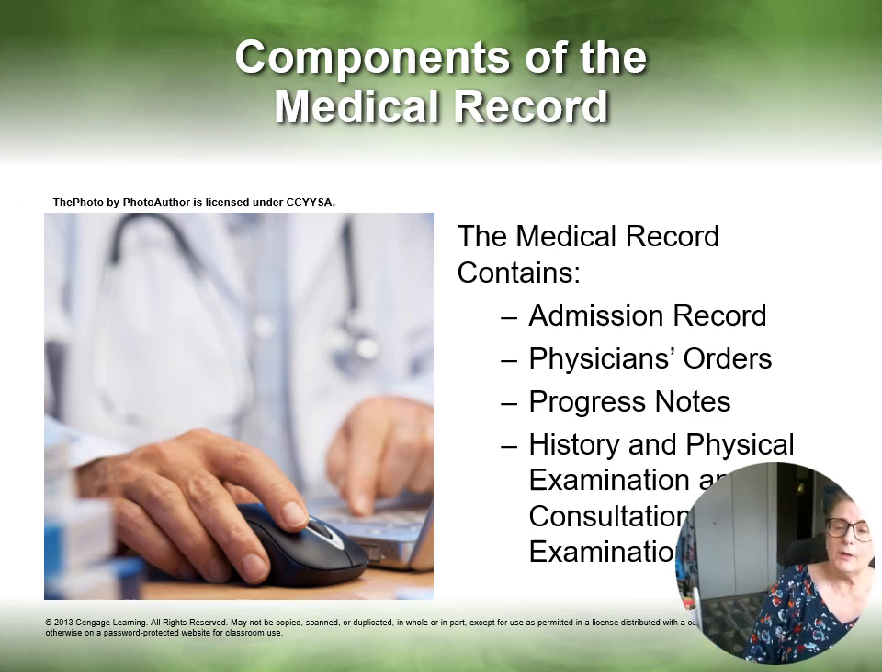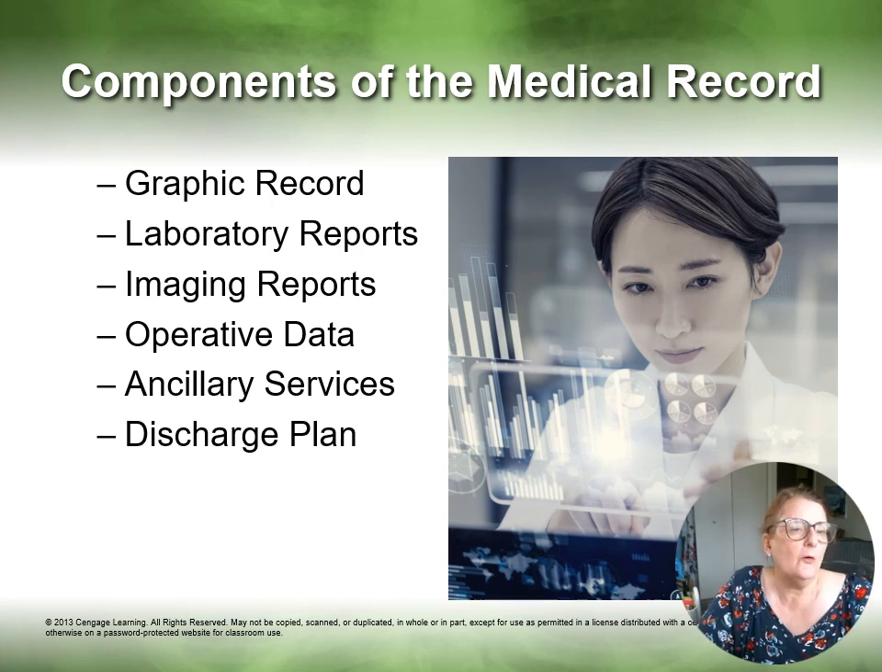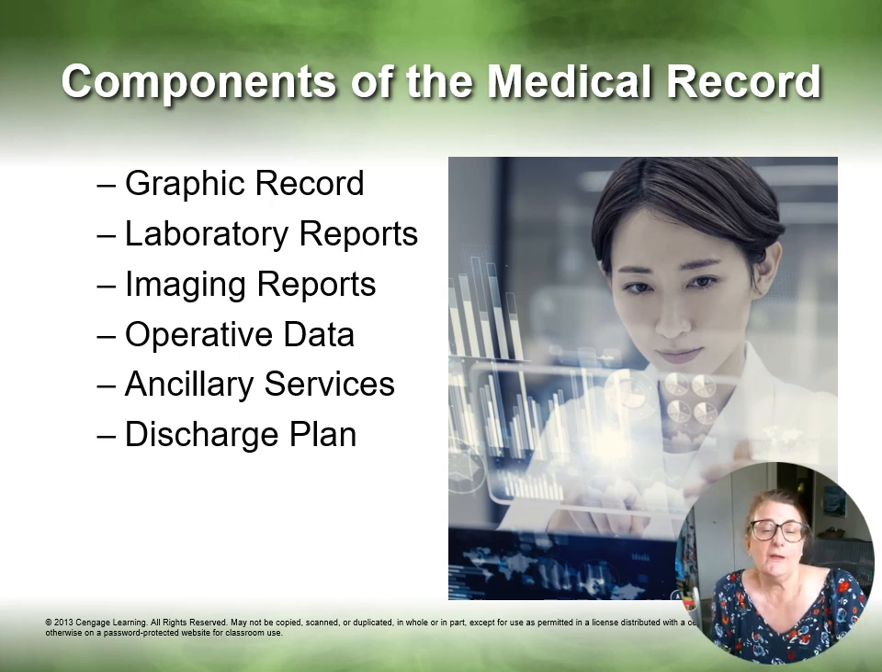The medical record contains admission records, physician's orders, progress notes, the history and physical examination, and any examinations done by any consulting physicians or providers. It also contains a graphic record with trend values, so you can see day to day whether or not your patient is getting better or worse. Laboratory reports give important information that can help you pin down what's going on with your patient, like ABGs, complete blood counts, and specimen reports.